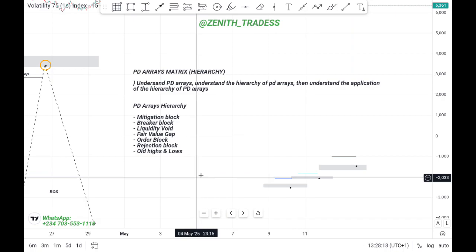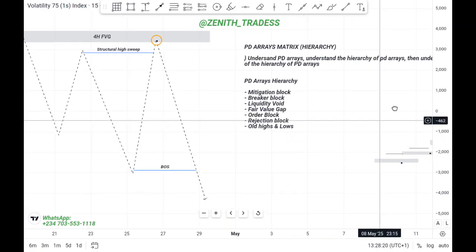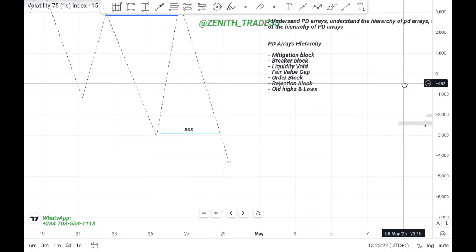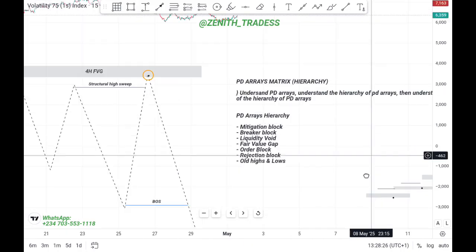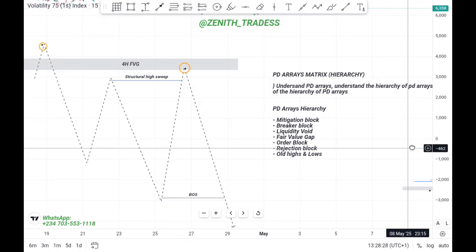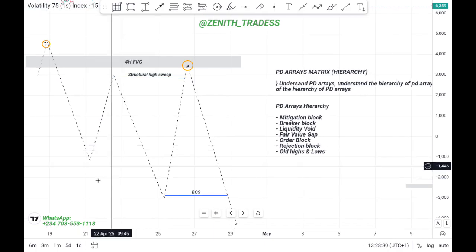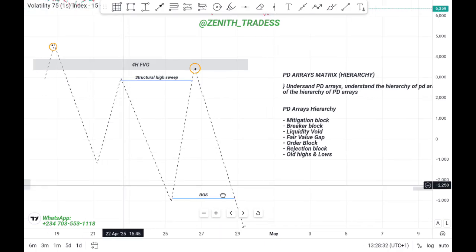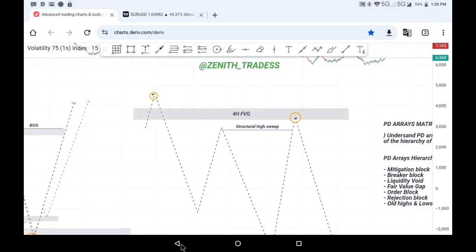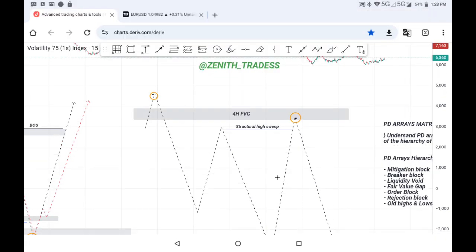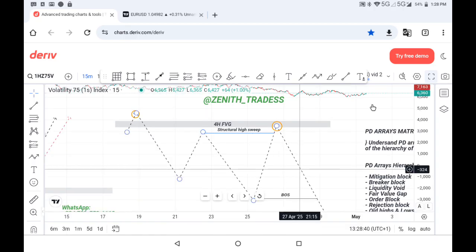So this is PDRA metrics in order of their importance: mitigation, breaker, liquidity void, fair value gap, order block, rejection, and old highs and lows. Let's go to the live market now, at least to show you all these things I've explained. Then probably in the next video we will dwell much more on how you can vividly mark them out properly.